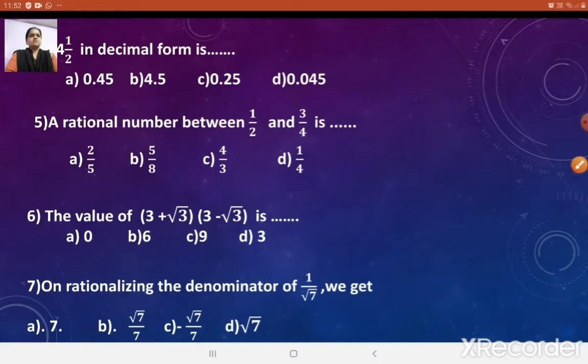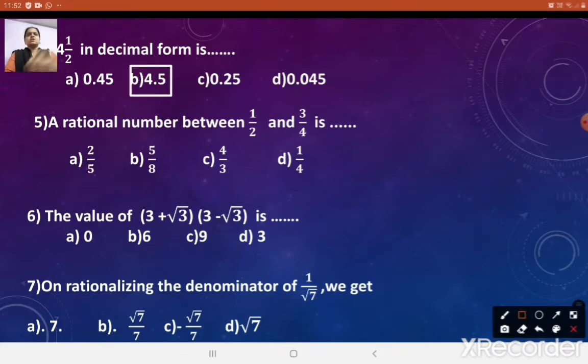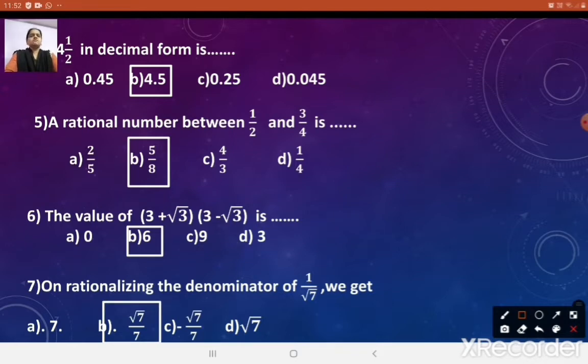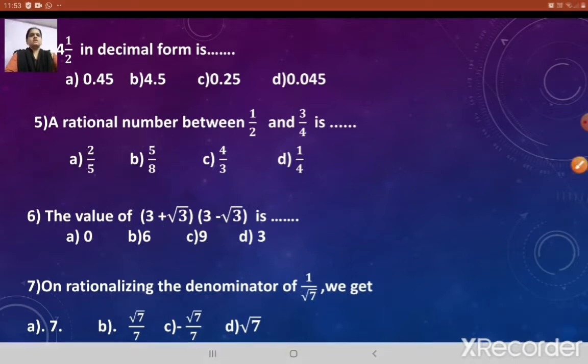Let me give you all the correct answers once again. First question: 4 whole 1 by 2 is 4.5, B option. For the second one, 5 by 8 is the correct answer. Then 6 is the correct option, and then root 7 upon 7 is the correct option. Correct? So solve again, try a few sums similarly, as a practice. Now let us start with the next one.